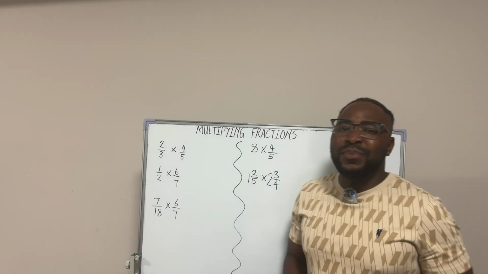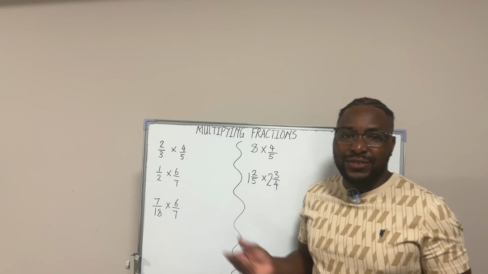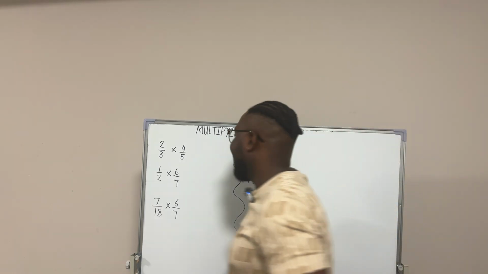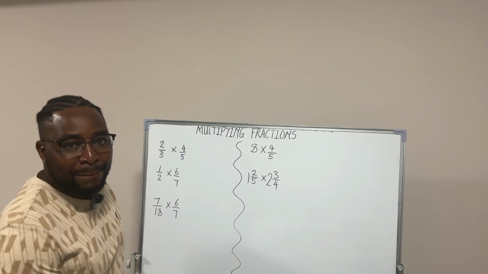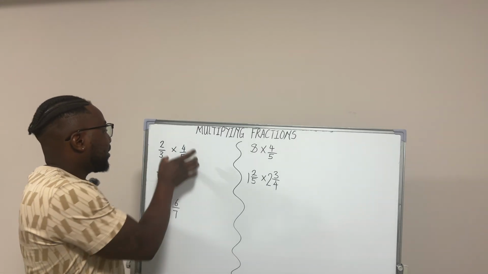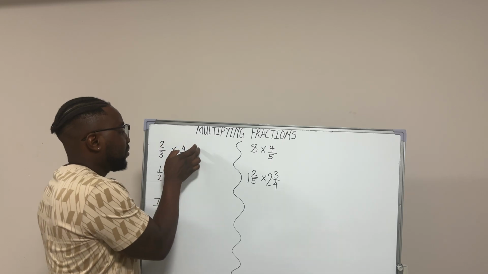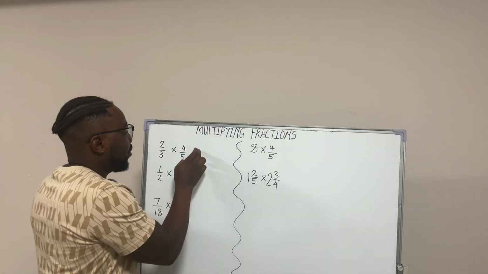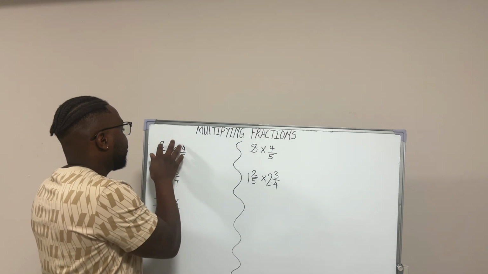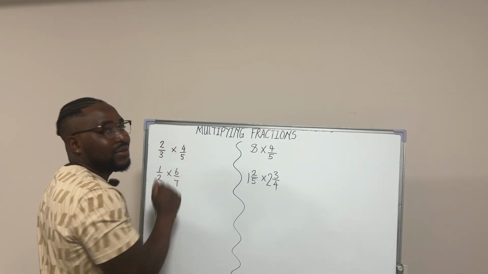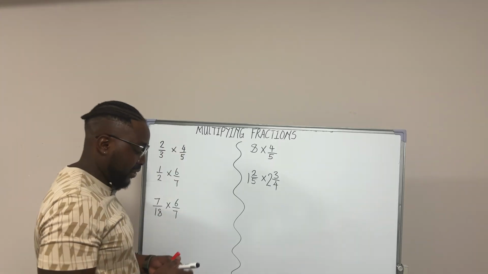Now multiplying fractions is straightforward. All you have to do is just multiply. Let's dive into this lesson by looking at our first question. To get the top number, all you have to do is multiply the numerators, or just multiply the top numbers. So let's do that.